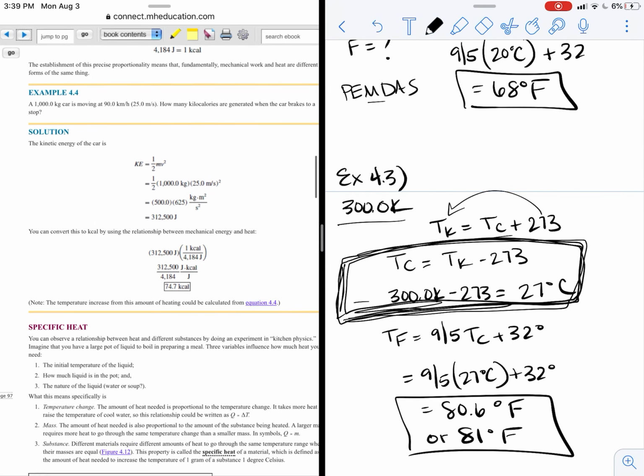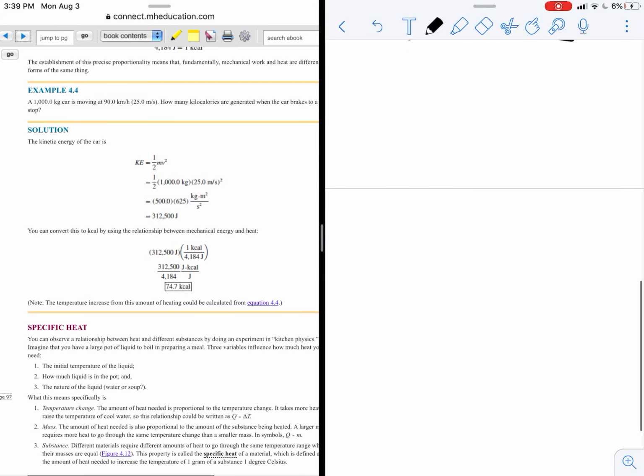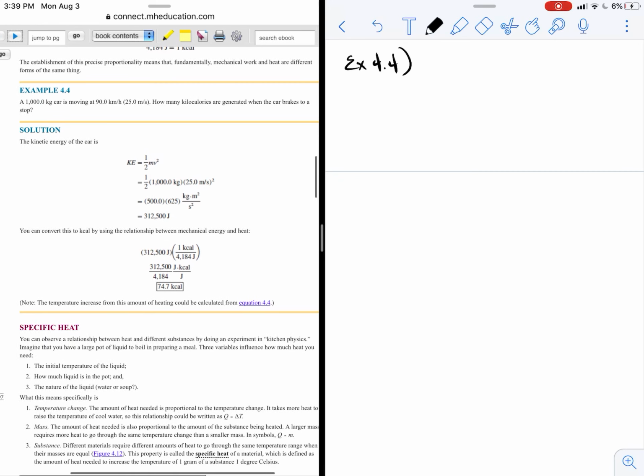All right, let's see here. Zoom in a little bit. So we've got example 4.4, and this is right before our specific heat section, right about the measures of heat. This is kind of like chapter 3 stuff.